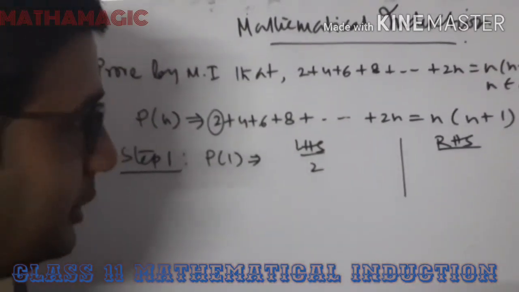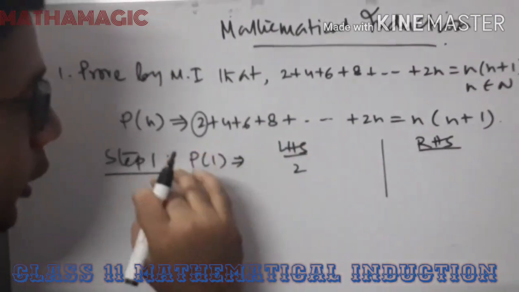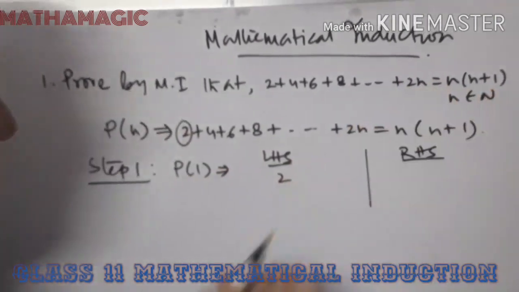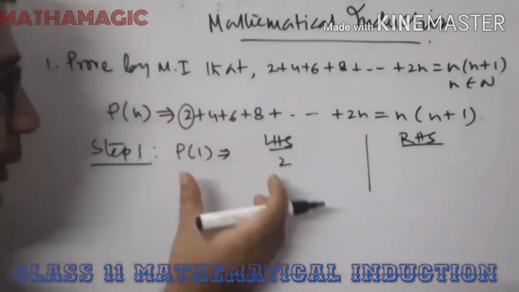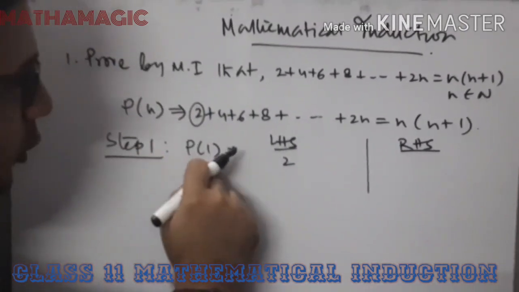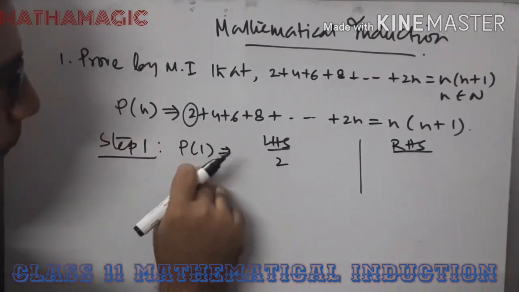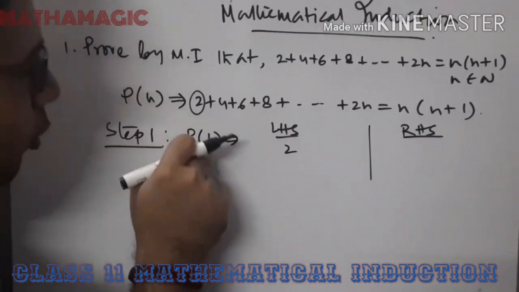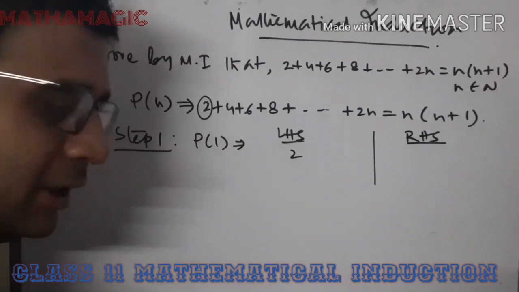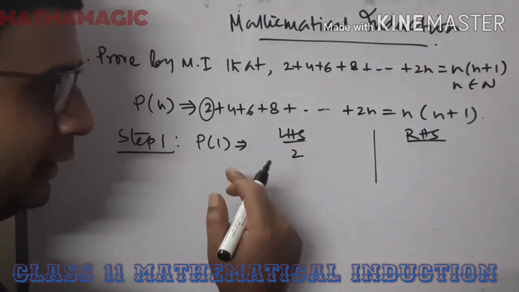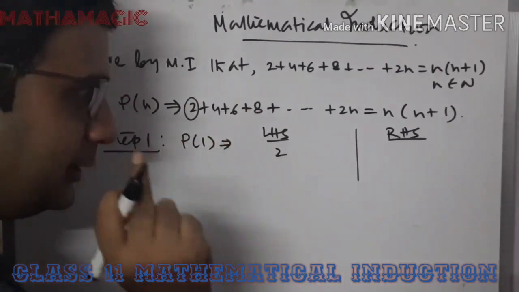Just understand the concept. We are not actually calculating the series; we are calculating by the concept, because P of n stands for the number of terms. So P of n, if we put 1, that means only one term is there. So what will be that one term? That is the first term. You need to understand this.